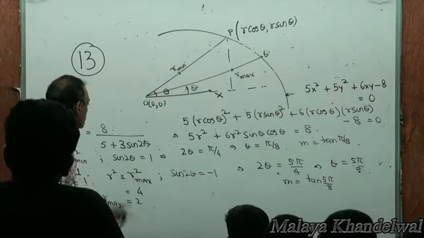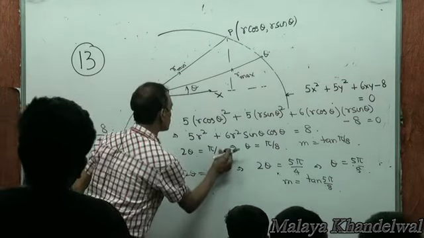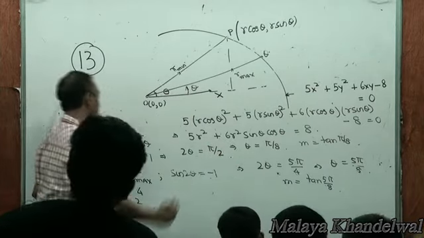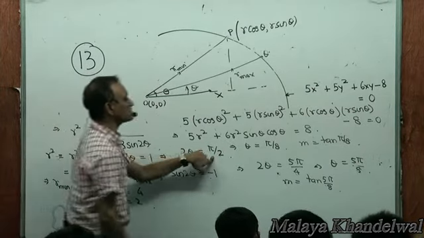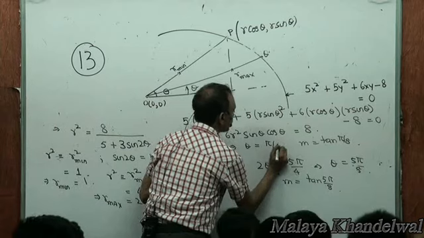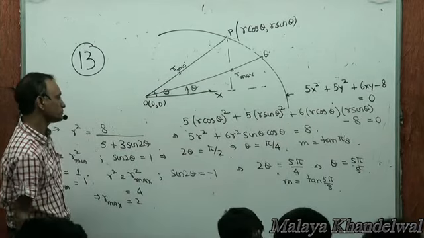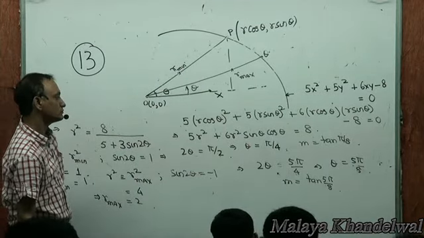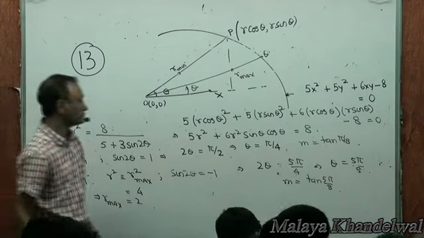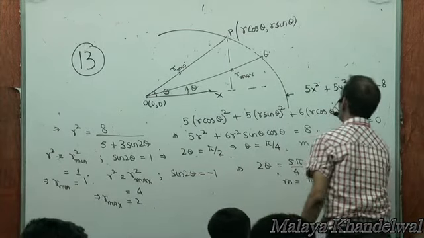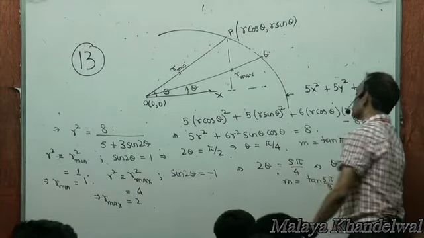Oh sorry, I'm so sorry. 2 theta should be pi by 2. I beg your pardon. Sin 2 theta is 1, 2 theta is pi by 2, theta would be pi by 4. So sorry about that. So m would be tan pi by 4.